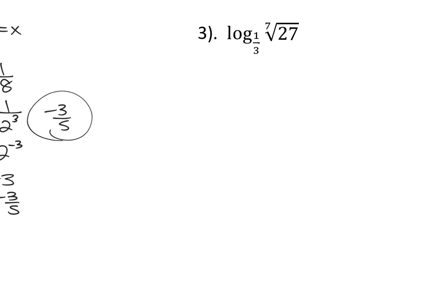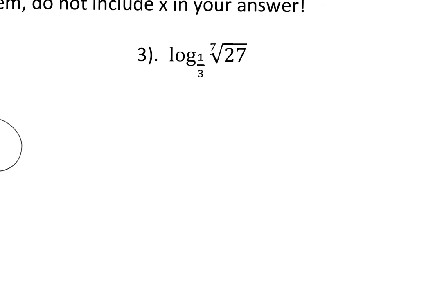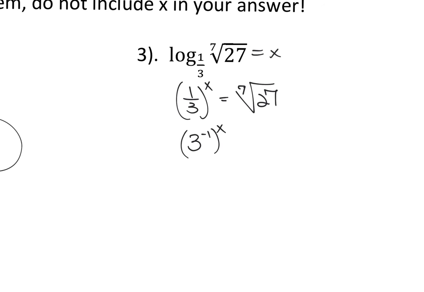And lastly, as review, log base 1/3 of the 7th root of 27. I'm going to introduce my x and convert to exponential form. 1/3 to the x is equal to the 7th root of 27. Anytime you see, again, x in the exponent position, we want to try and get like bases. And since we have a radical there, we're going to want to go to exponential form so we can see what our base is. Left side, 3. I can't break that down any further. That's 3 to the negative 1, still raised to the x power.